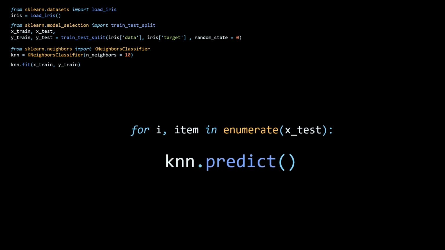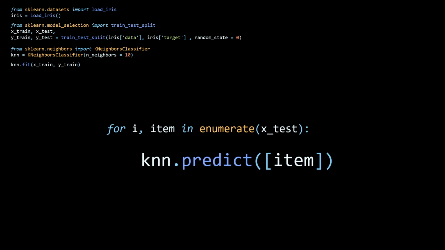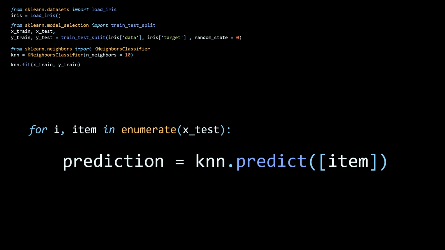Inside the for loop, we use the KNN model which we created earlier and call one of its methods named predict. This method returns a target number value which indicates the type of iris flower that the current item belongs to. Pass the item to the predict method as a parameter. Since the predict method accepts only a 2D array, we wrap the item parameter with square brackets. Store the return value from the predict method into a variable called prediction.